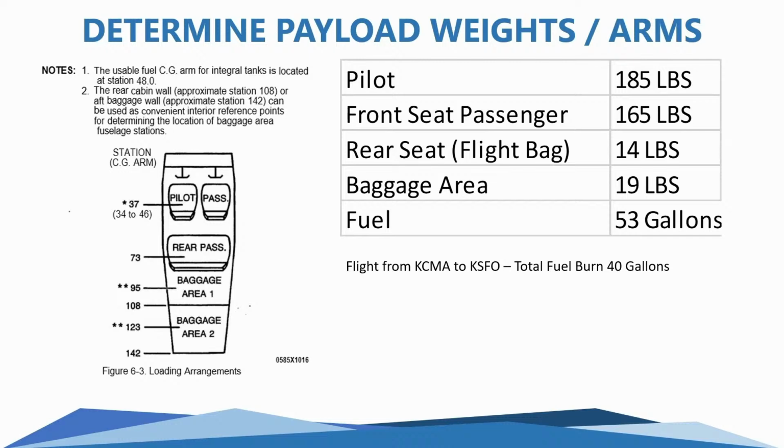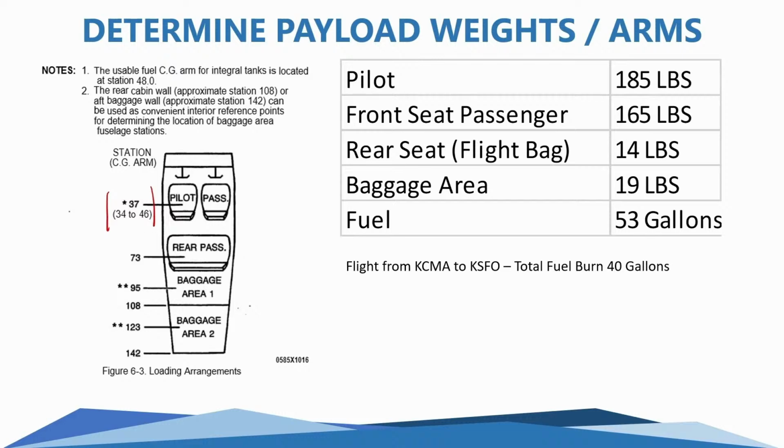Now, inside of the weight and balance section of your POH and AFM, you're going to find a chart that looks just like this in figure 6.3. And this is where we get our arms. These are also known as stations. So basically, we have a certain location or station where the pilot and passengers are going to sit, the rear passengers, and so forth. So we can see our arms right here.